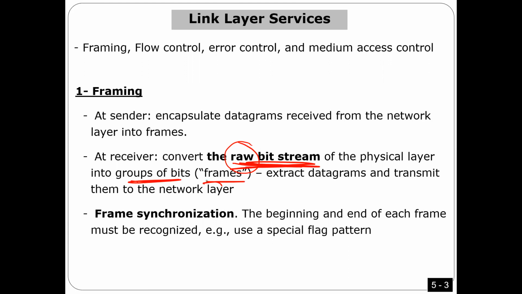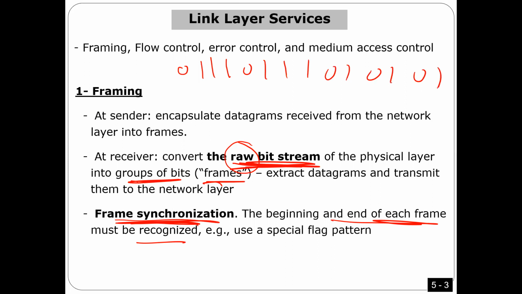As I'm going to explain, frame synchronization is very important. What does this mean? It means you have to identify the beginning and end of the frame. So if you have just a stream of ones and zeros, I'm going to tell you how this layer is going to identify the frames and create them. For example, this is one frame and this is another frame. How can we do that?